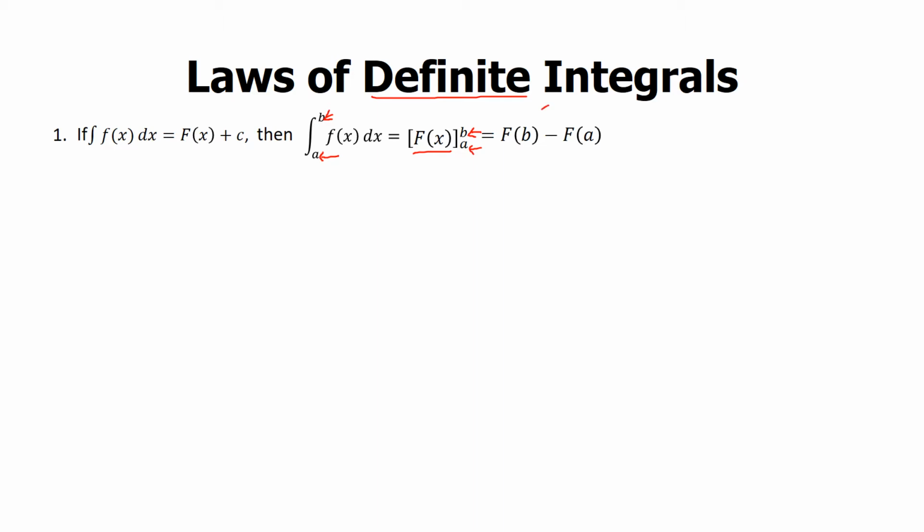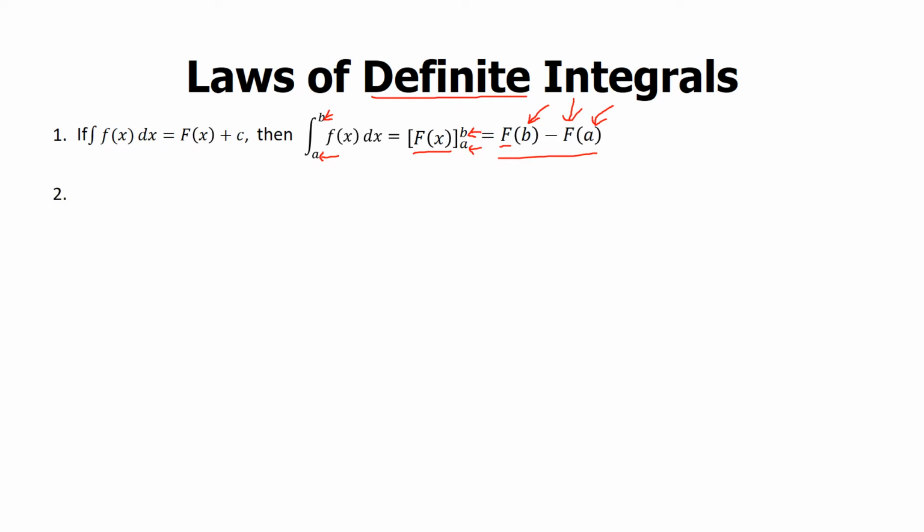We substitute the value of b into the x in the function F, minus we substitute the value of a into the x in the function F, and this is how we perform the finite integrals. Later, we will see some examples of how we can perform finite integrals properly.